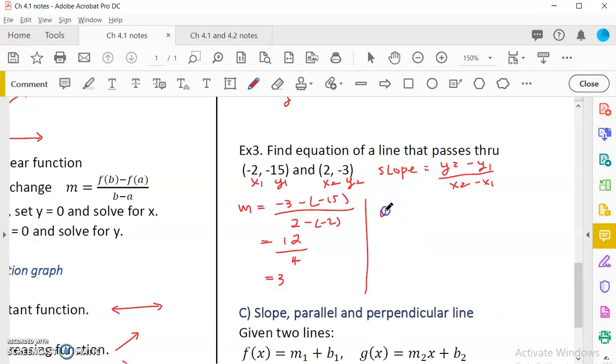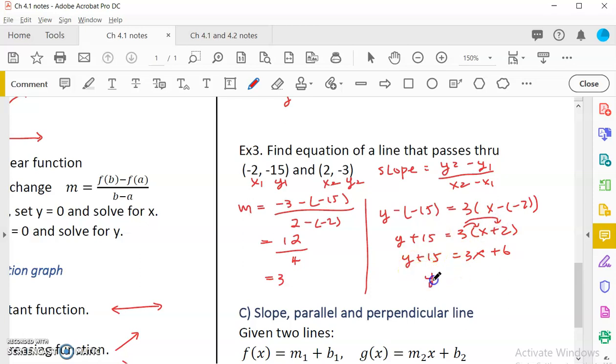So point-slope form, y minus y1. I'm just going to use negative 15. So y minus negative 15 equals 3 times x minus x1, negative 2. So this becomes y plus 15 equals 3(x plus 2). Y plus 15 equals 3x plus 6, right? Because you distribute, remember, distribute. Now, minus 15 on both sides, so y equals 3x minus 9, because after you subtract 15, you have minus 9. And that's the equation that passes through these 2 points.